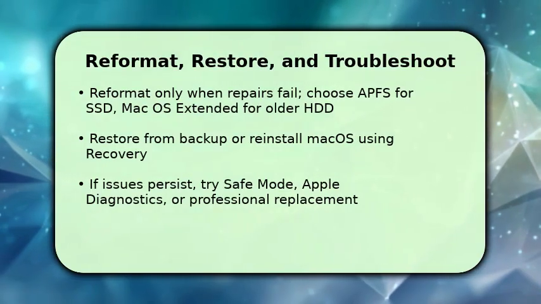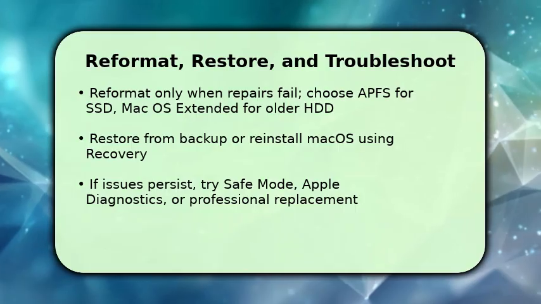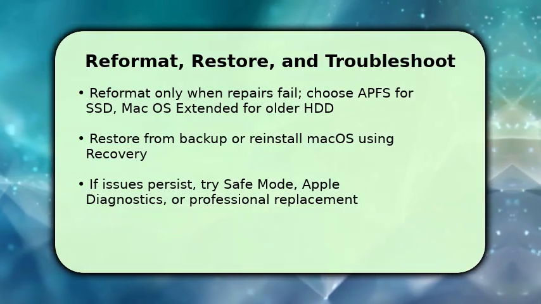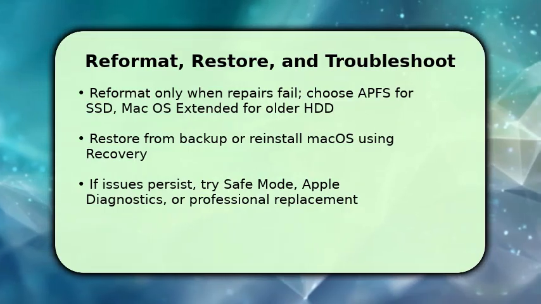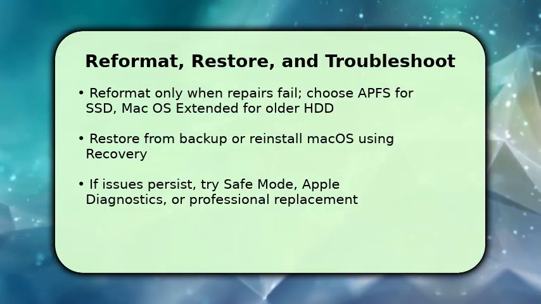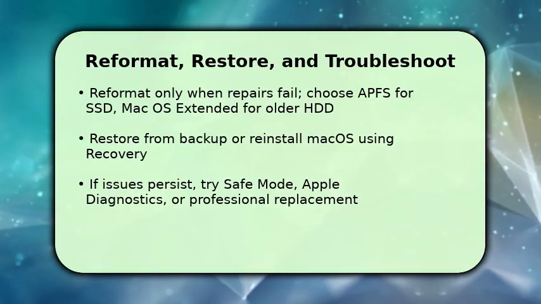Erase the physical disk with GUID partition map and the correct file system: APFS for SSD, macOS Extended for older spinning drives. Once formatted, reinstall macOS from Recovery or restore your Time Machine or clone backup to return to a working system.